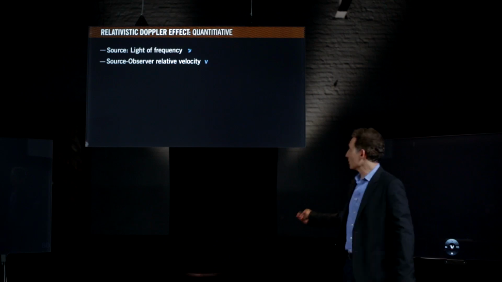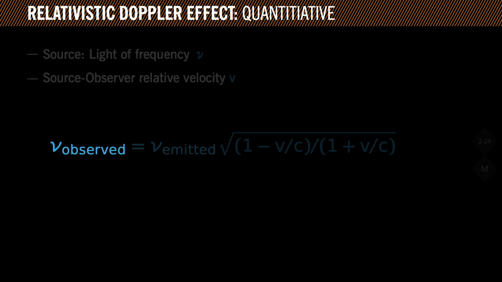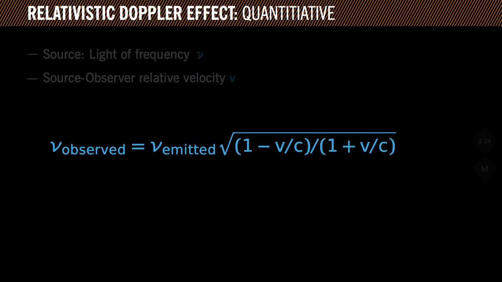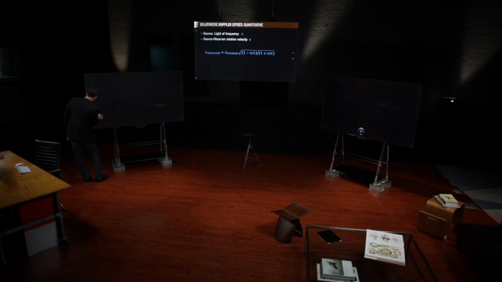And let me give you the answer before we derive it. That is the formula that we are going to find. The frequency observed can be gotten from the frequency at which the light was emitted by multiplying by this factor: square root of 1 minus v over c divided by square root of 1 plus v over c. Just a little calculation to establish that, so let's take a look.